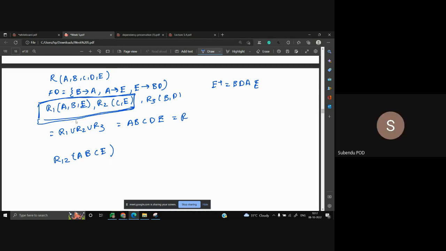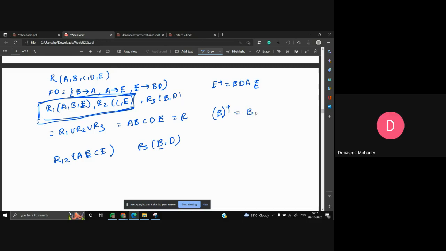Now we have to check R12 and R3, whether these two are a lossless decomposition or not. You can see that B is the common attribute, right? So you have to find the B closure with the help of this functional dependency. If you find the B closure, what will you get?